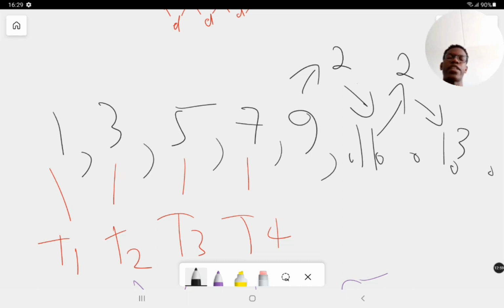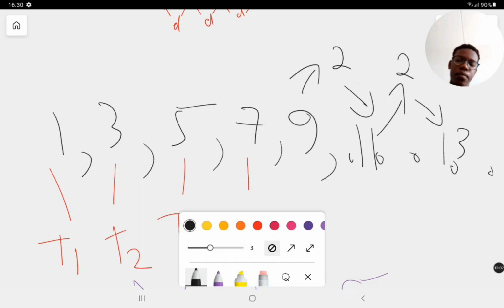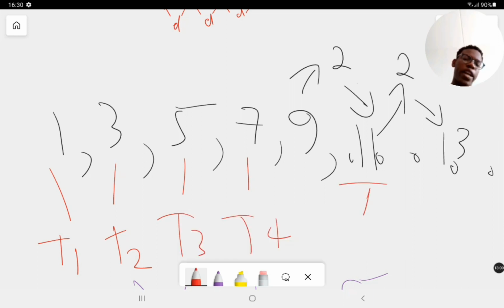So now you can calculate the next terms. Now this is a long procedure. What if they asked you to calculate T100? This means that they want you to find the 100th term.